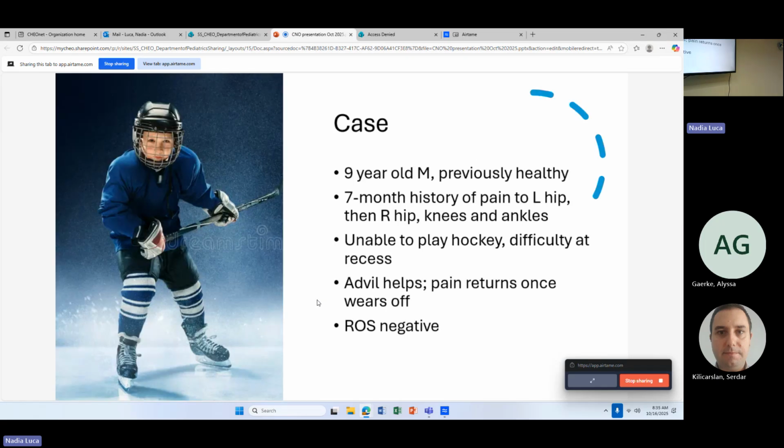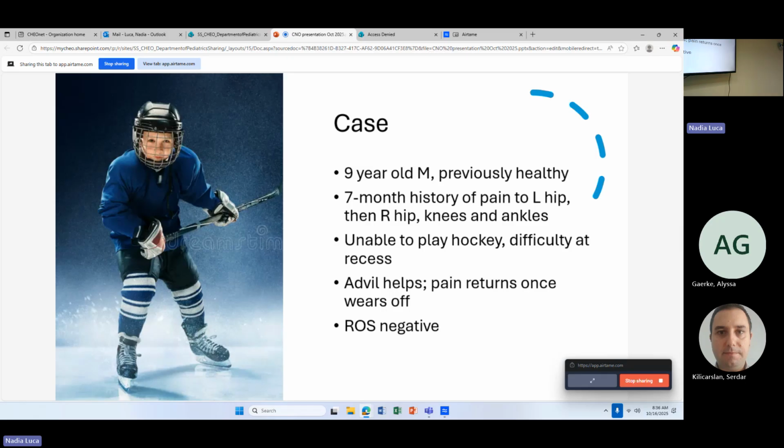Perfect. All right, so we're going to start with a case. I find that that's always helpful. This is a real patient of mine that I met a couple of years ago. He presented at 9 years old, a previously perfectly healthy boy. He was referred with a 7-month history of pain in his left hip, which then moved into his right hip, and then seemed to migrate into the knees and ankles. So everything was in the lower extremities. He was a very competitive hockey player, and the biggest thing the family was concerned about was that he was unable to play hockey.